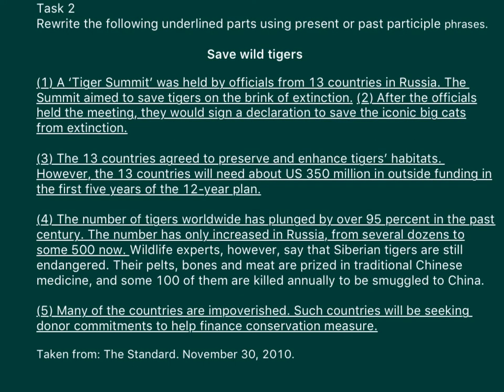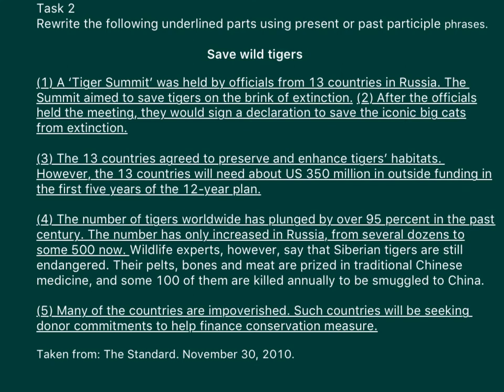Task 2. The following is another article taken from the Standard. Like in Task 1, rewrite the underlined parts using present or past participle phrases. Save Wild Tigers. A tiger summit was held by officials from 13 countries in Russia. The summit aimed to save tigers on the brink of extinction.